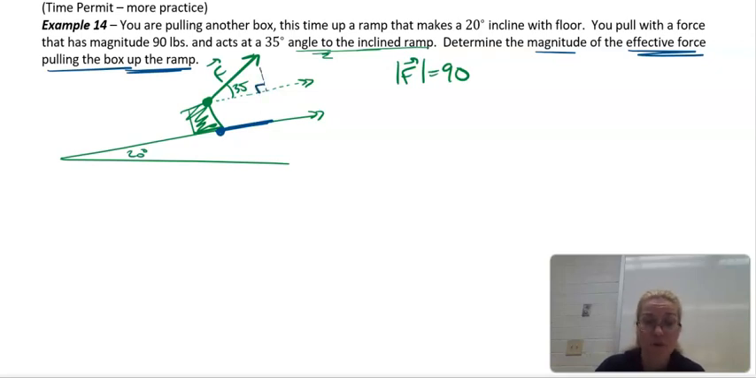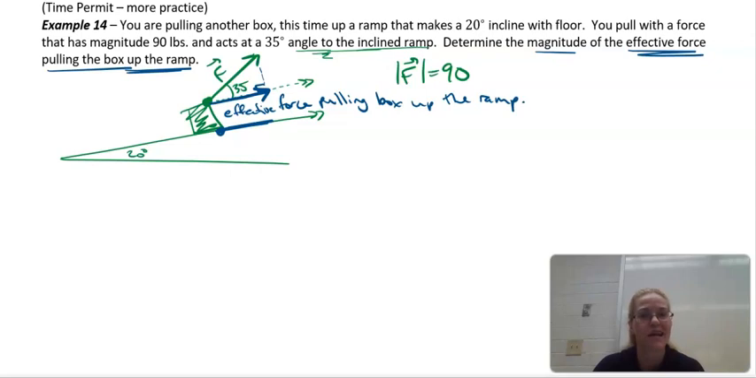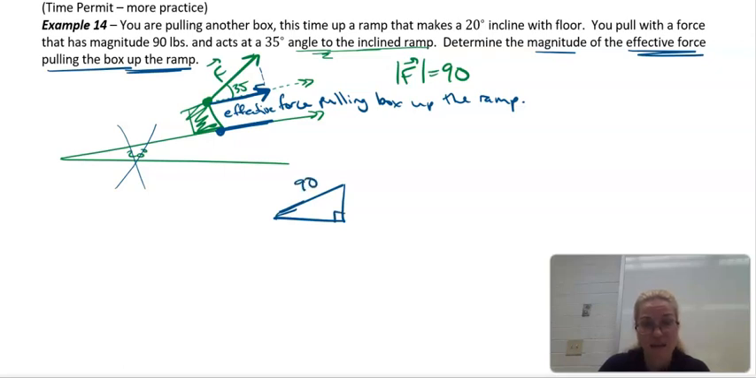So again, that would be my vector projection of my force F, not onto the horizontal, but on the incline itself. So this right here is my effective force vector for pulling the box up the ramp. So in fact, do I need this 20-degree angle here at all? No, it's actually not necessary. All I need is this right triangle right here that says this force magnitude is 90. The magnitude is what I'm trying to find, so I'm going to call that X, and I know this angle right in here is 35 degrees.